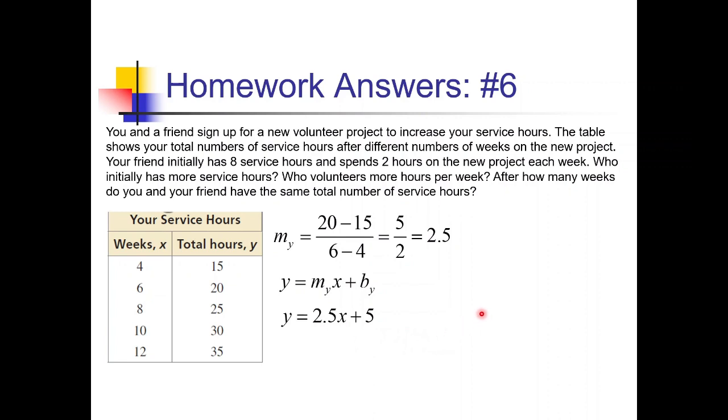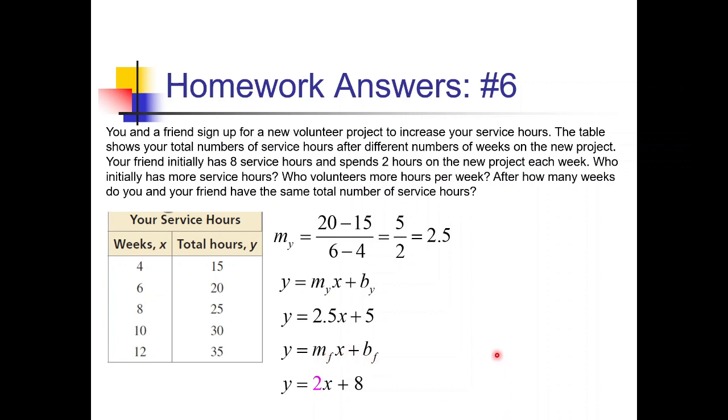Now for your friend, they sort of spelled it out here. They spent 2 hours per week on the project, so we can write y equals 2x for your friend. That's their slope, 2. And then they initially had 8 service hours, so that's their y-intercept, plus 8. And again, the F's here stand for friend.